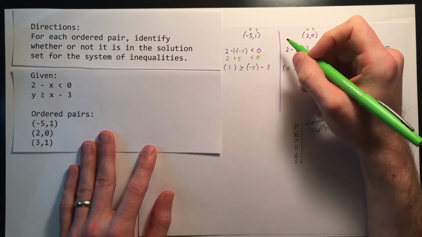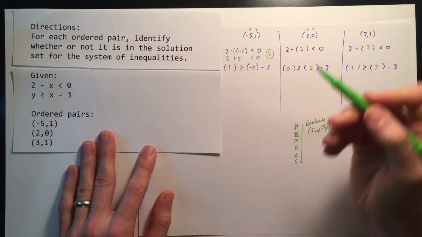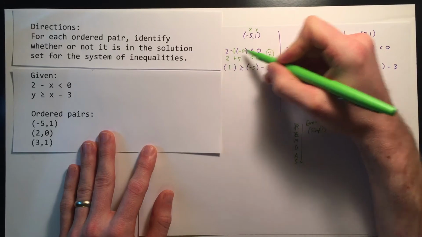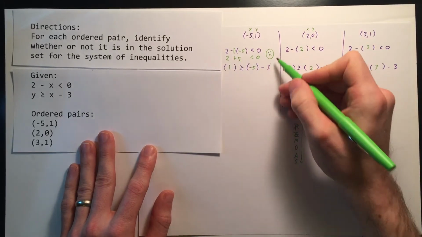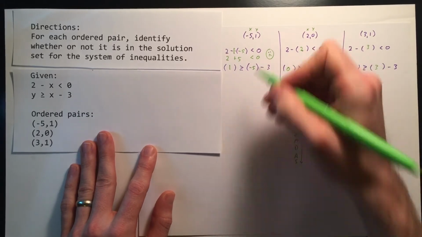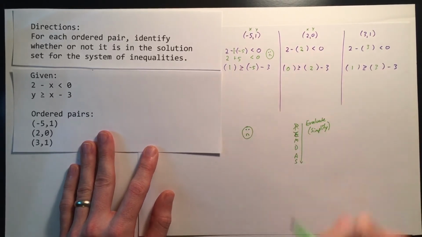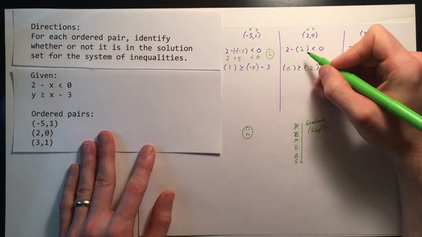Is 7 less than 0? No, it's not. We don't have to do the next problem because we know that this ordered pair is not a solution to this inequality. That means it's not a solution to the system. You would have to have it work for both, and because it doesn't work for the first one, we can just end the problem and say, nope, it's not a solution to the system. On to the next problem.